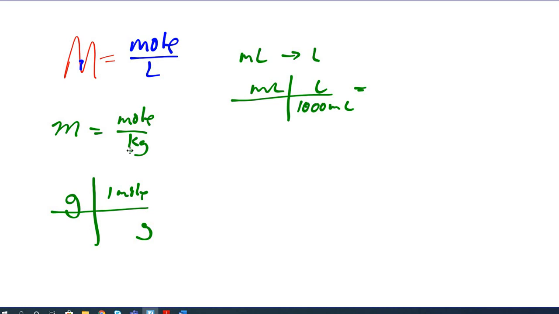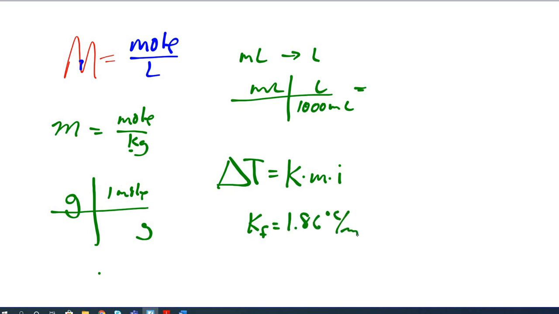The other equation that we worked with was with our ice cream, which was delta T equals K times M times I, right? And depending on if we were working with freezing point or boiling point, K of freezing point was 1.86 degrees Celsius per molal. K of boiling point was 0.52 degrees Celsius per molal. And then I is how many parts it would break into.